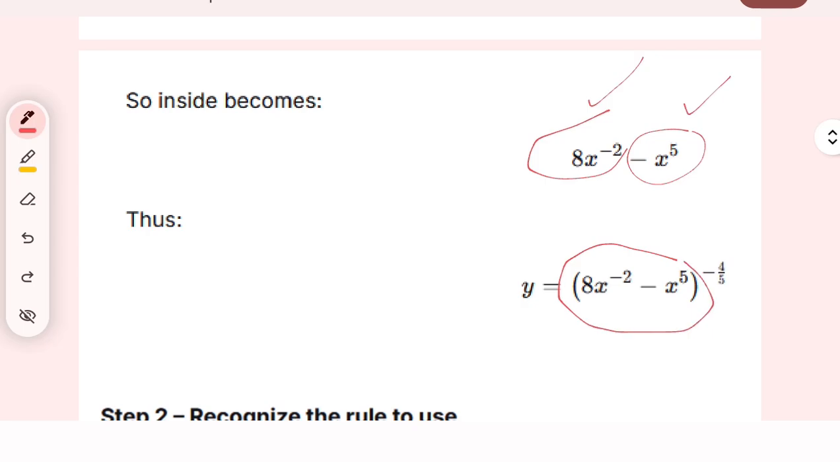And then we raise it to negative 4/5. So this is now simpler compared to the fractional form, raised to the power of negative 4/5. So always try to simplify it if you can. If you cannot simplify it, it's okay, then proceed immediately to the chain rule. But if you can simplify it, I think it is better to simplify the function first.